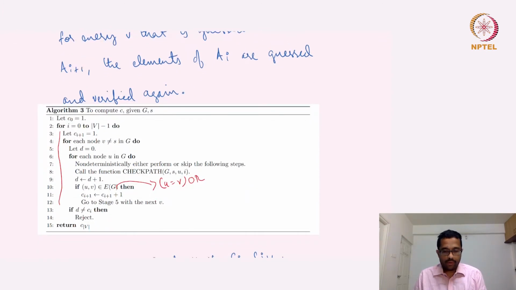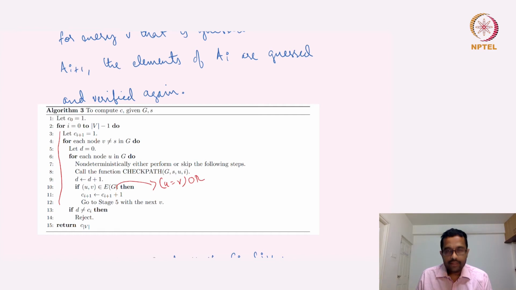Right? So let us see what the algorithm is. First we say C_0 is equal to 1, which is one vertex reachable from S in 0 steps or less. Now we are going to see how for each i we compute C_{i+1} from C_i. So the for loop in step number 2 is saying how to compute C_{i+1} from C_i.